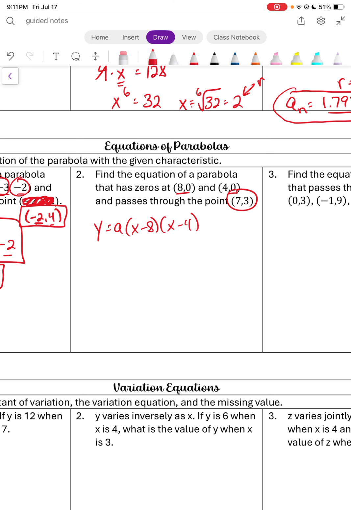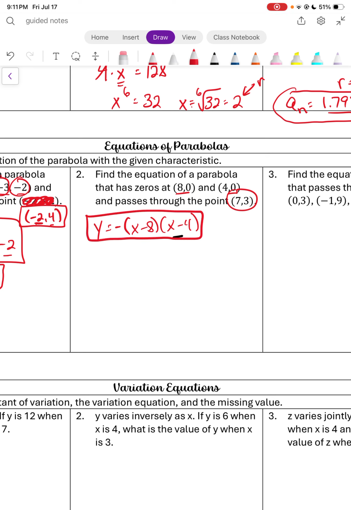We plug it in. So therefore, I've got a y value of 3. I've got an x value of 7, so we're going to plug it into both of those. 7 minus 8 is -1. 7 minus 4 is 3. You can clean that up if you want to, but this is -3. We're going to divide by that, and that gives us an a value of -1. So therefore, I'm going to go back up here, erase my a, and put my -1 out front, and that's your equation.